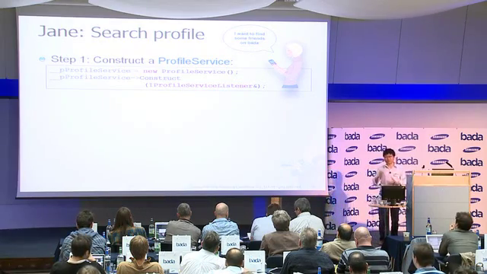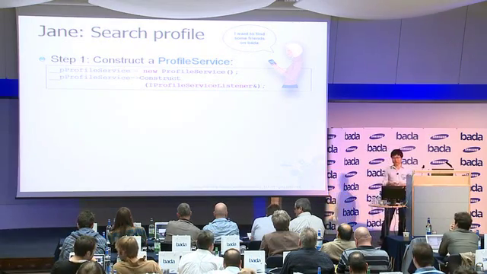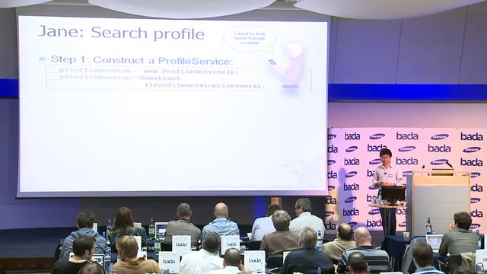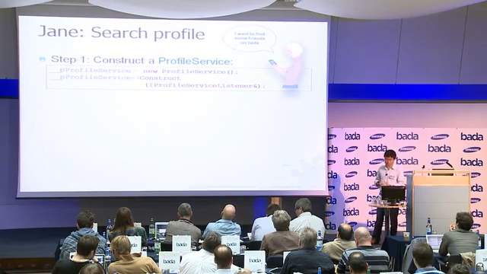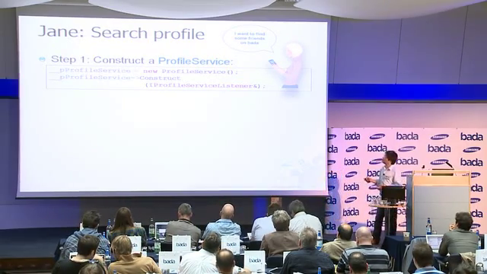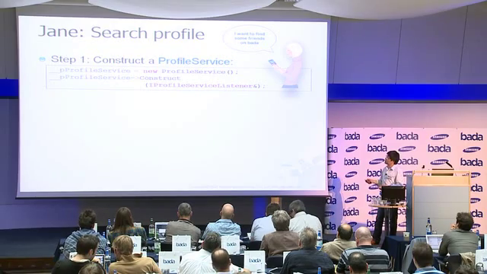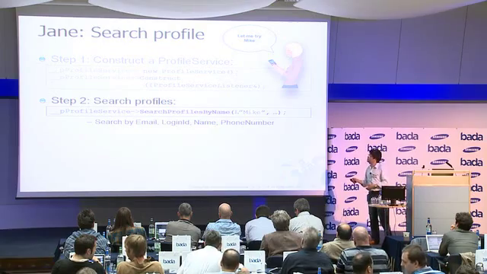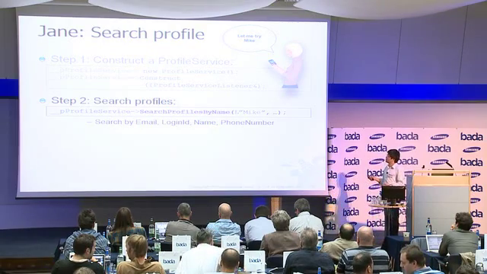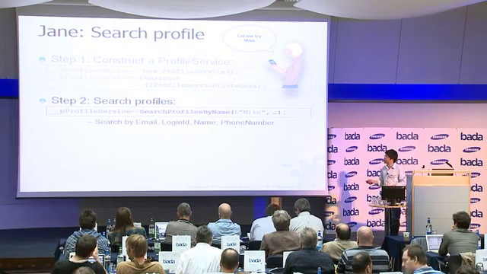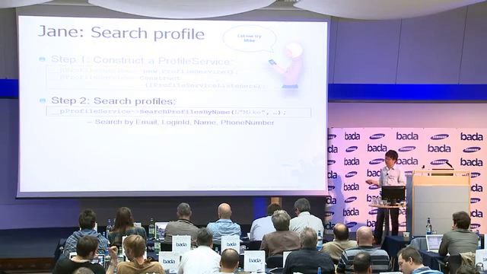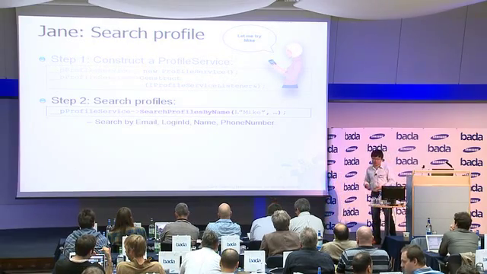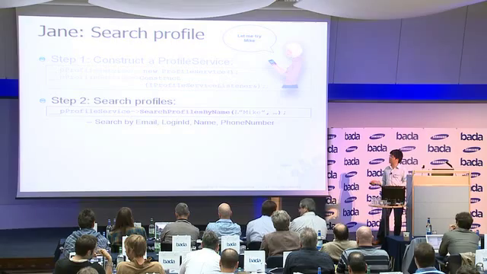And then move to the Jane side. Jane is the person who wants to add the buddy, so she wants to search for the buddy. She needs to have a profile service too, with the same steps as Mark did. Then she can start searching the profile by passing a name, for example Mike. You can also search by email, login ID, and phone number, and that's also available from bada.